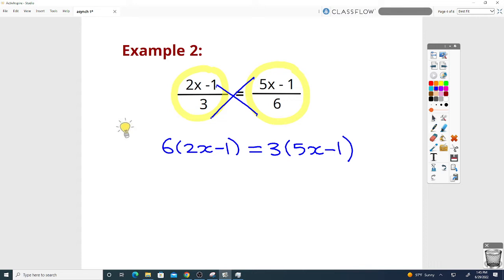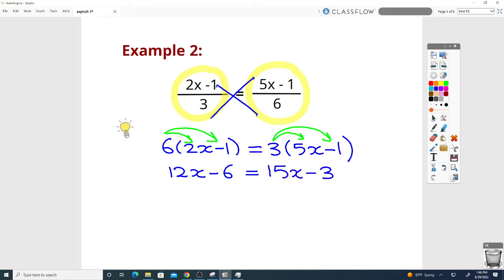Now we have a number multiplied by a bracket on each side. We're going to multiply the number inside the bracket. This gives us 6 times 2x, which is 12x, and 6 multiplied by -1, which is -6. We do the same thing on the other side, so we have 3 multiplied by the 2 terms inside the bracket. That gives us 15x minus 3.